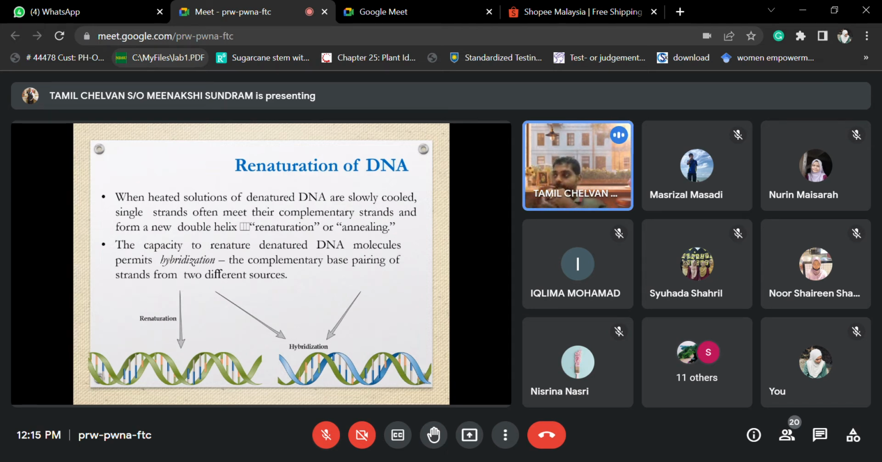You add the new one. When heated solution of denatured DNA are slowly cooled, it will form back, bond back. Single strands often meet their complementary strand and form a new double helix, renaturation or annealing. Okay, so it will anneal back, it will form back. The capacity to renature denatured DNA molecules permits hybridization, the complementary base pairing of the strands from 2 different sources.